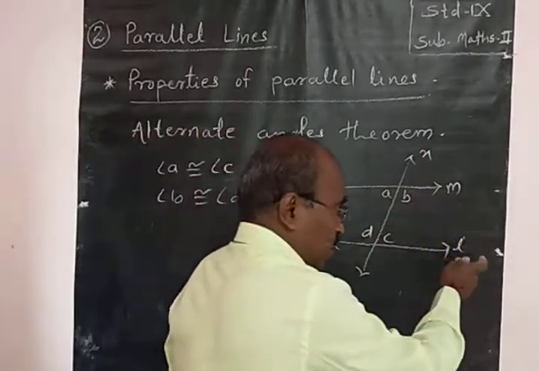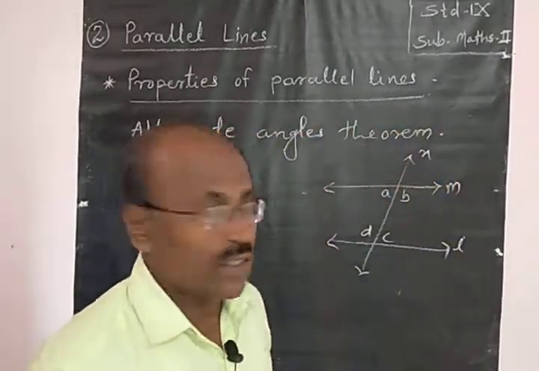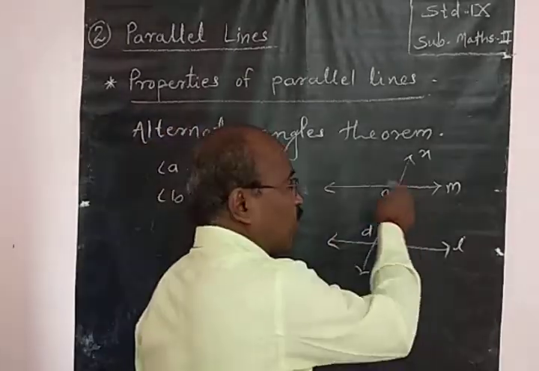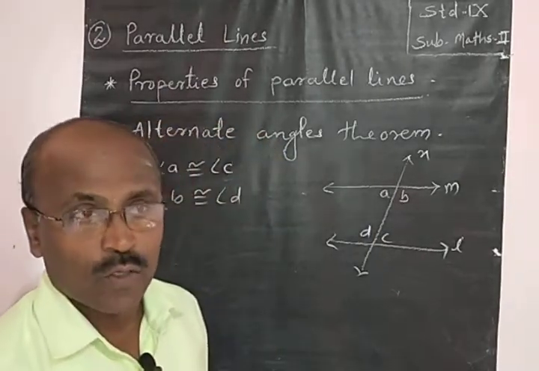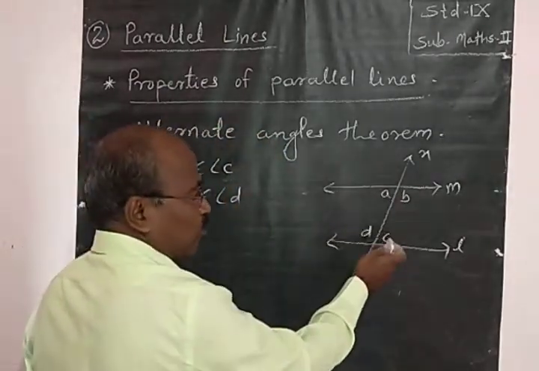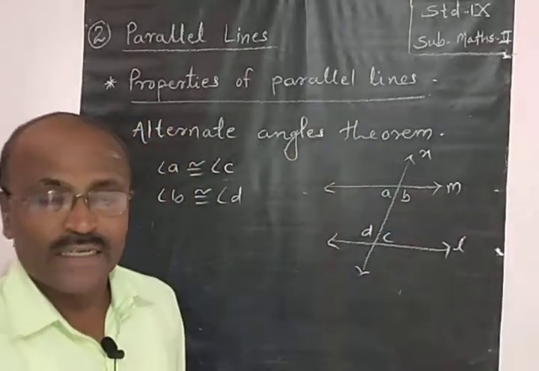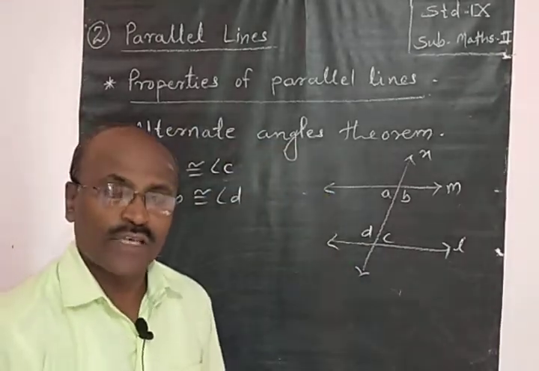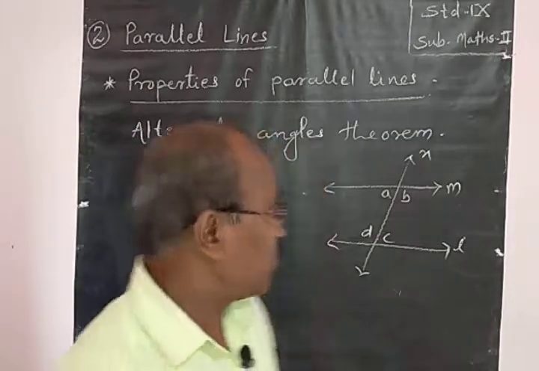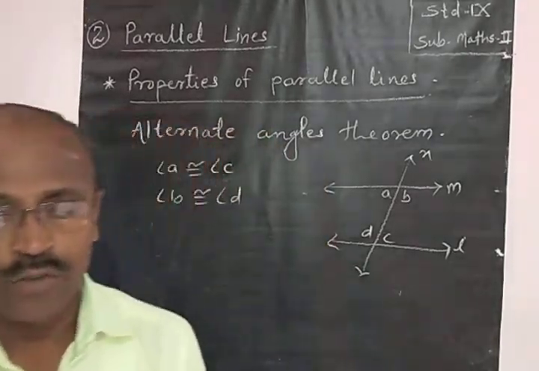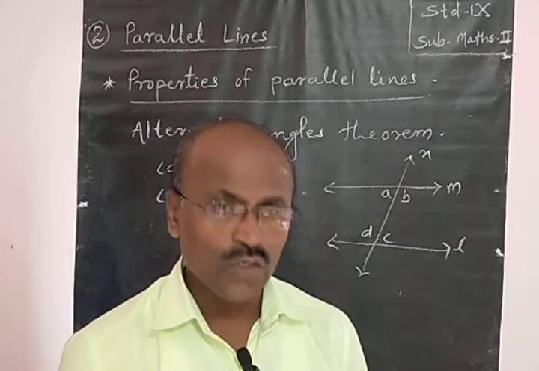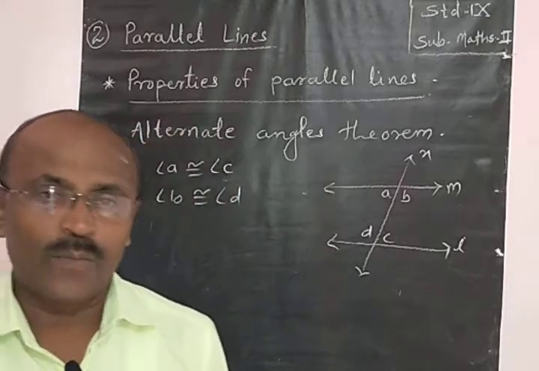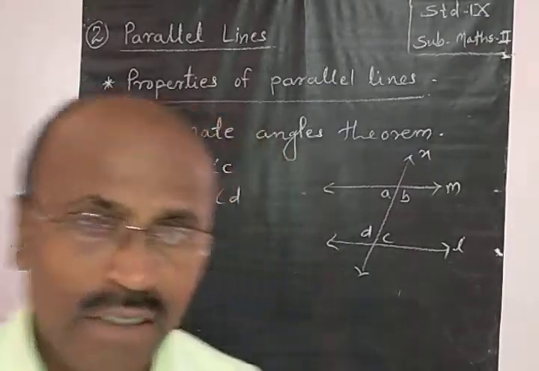So if the line L and line M are parallel to each other and the line X is the transversal of these two parallel lines, then these two pairs of alternate angles so formed are congruent. So here angle A is congruent to angle C and angle B is congruent to angle D. This is the alternate angle theorem. You can study the proof of the theorem from your textbook. I hope that all of you understood. The next part will be studied in the next lecture. Thank you.